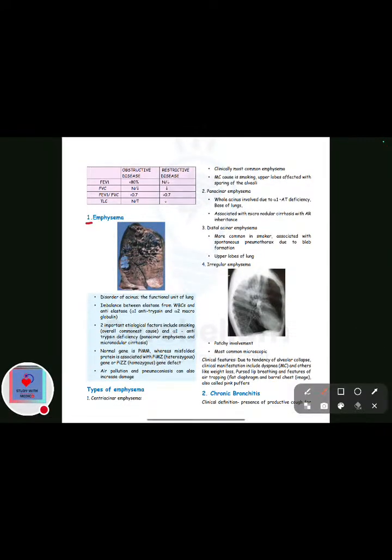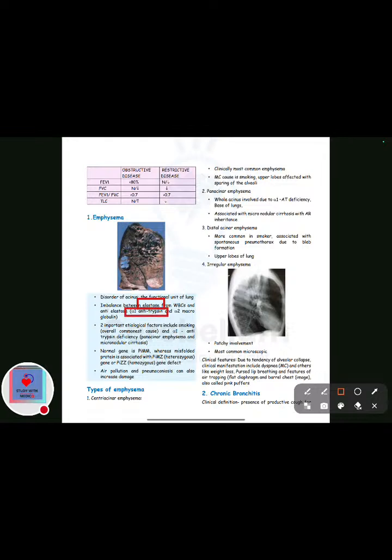Emphysema is a disorder of the acinus. The functional unit of the lung is affected. There is an imbalance between elastase from WBCs and anti-elastase, that is alpha 1 antitrypsin, alpha 2 macroglobulin. So there is an imbalance between elastase and the alpha 1 antitrypsin enzyme.